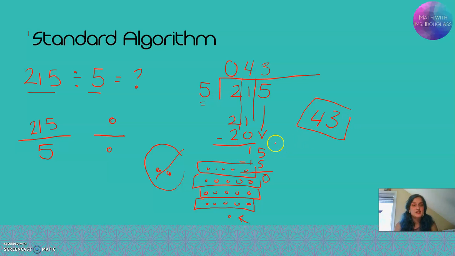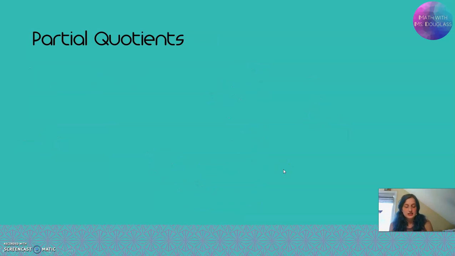Now, that is not everybody's cup of tea. So let me show you another strategy that maybe is better if you like the partial products way of multiplying. We can kind of use it as a backwards way to divide. I'm going to take that same problem and say, where is my little dot? There it is. 215 divided by 5.